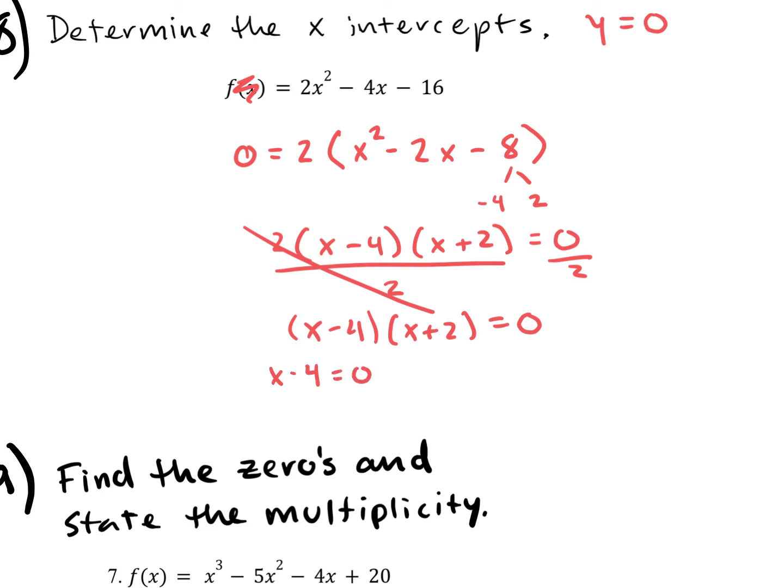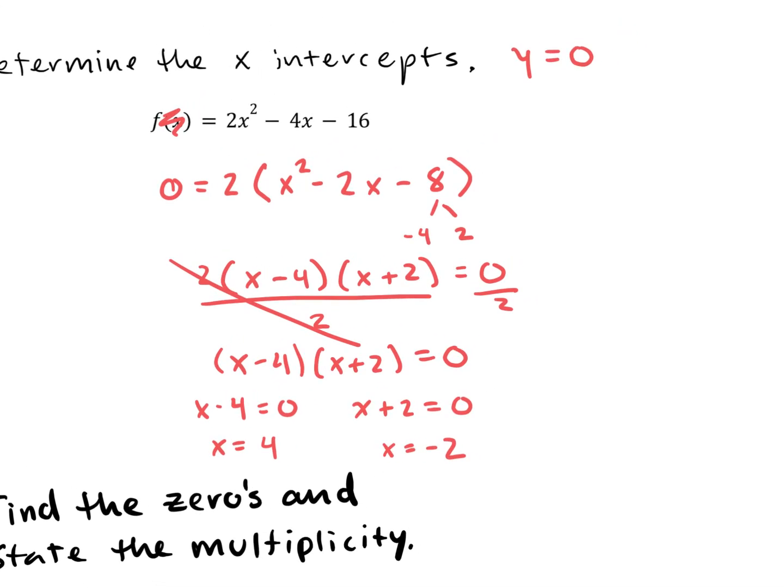If it's just 2, you don't keep it. You can get rid of it. If there's an x, you need to keep it, because you would have to set x equal to 0. So x minus 4 is equal to 0. X plus 2 is equal to 0. X is equal to 4. X is equal to negative 2.